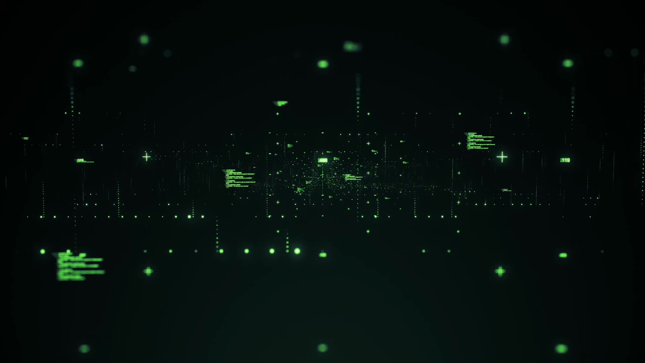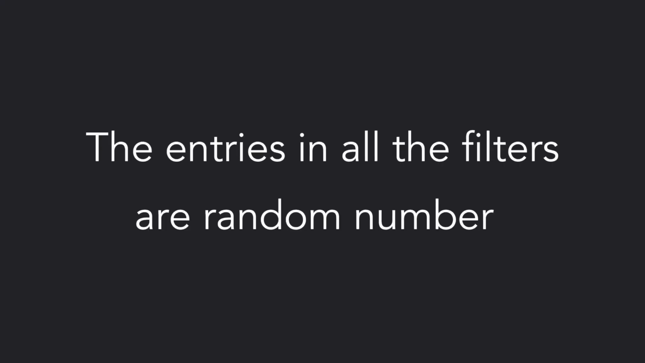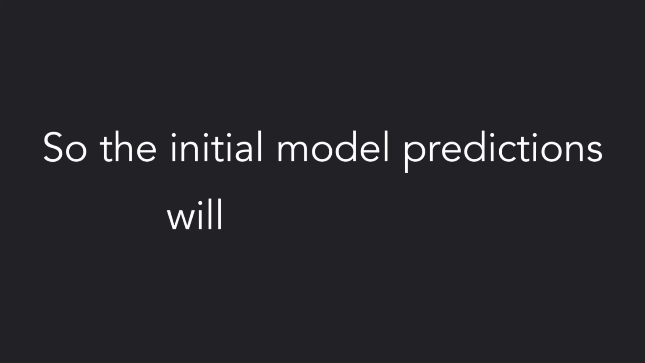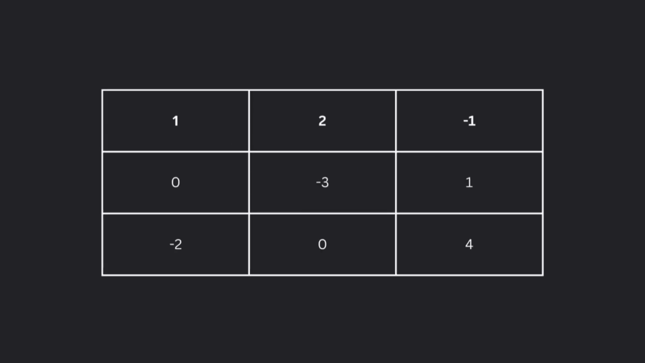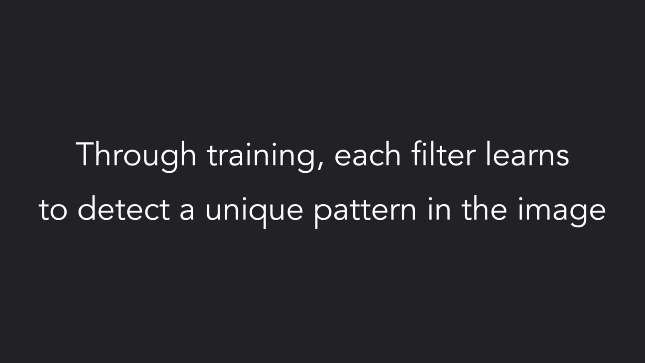But there's one crucial detail we still haven't discussed: training. When we initialize a CNN, the entries in all the filters are random numbers, so the initial model predictions will be inaccurate. Over the course of training, the entries of the filters are updated until we're satisfied with the model's predictions. Through training, each filter learns to detect a unique pattern in the image.